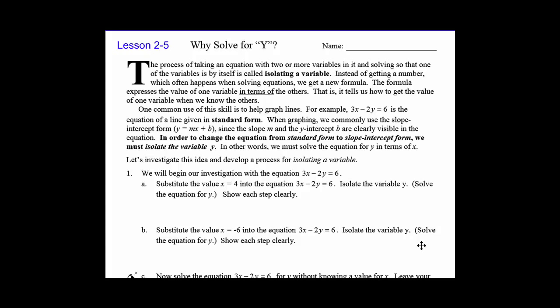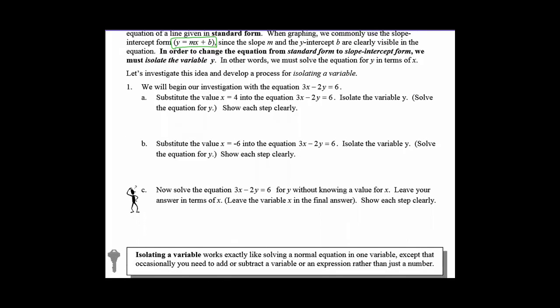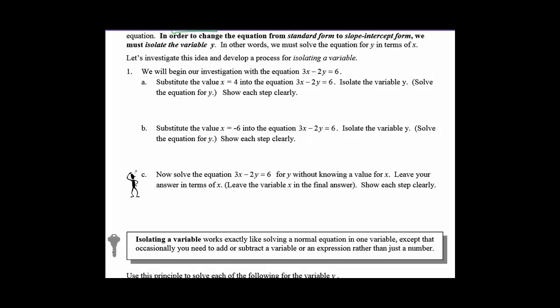One common use of this skill is to help when we graph lines. For example, 3x minus 2y equals 6 is the equation of a line in what we call standard form. When we graph, though, we commonly use the slope-intercept form, which looks like this: y equals mx plus b. Notice that it starts with y equals. So we want to turn equations that look like this, where it doesn't say y equals, into an equation that looks like this, which does say y equals. That's really the concept behind what we want to do here. How do we isolate the variable y so that we end up with y equals?